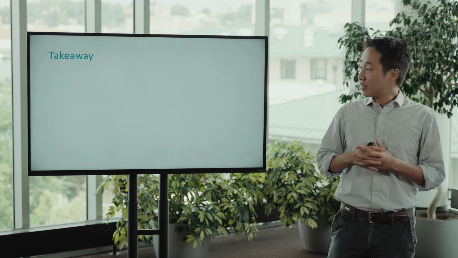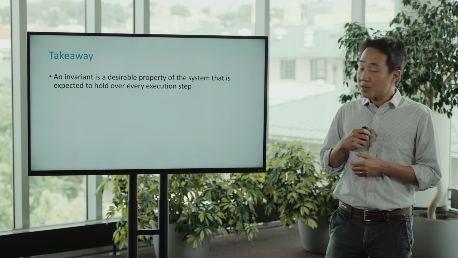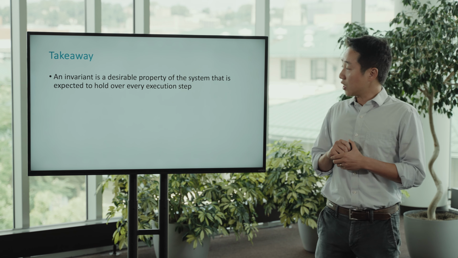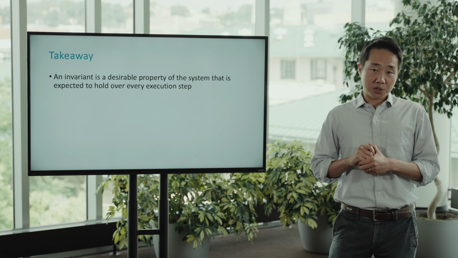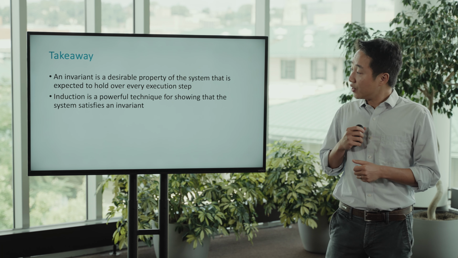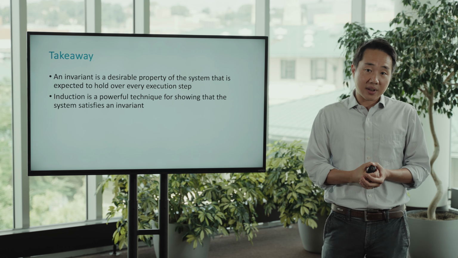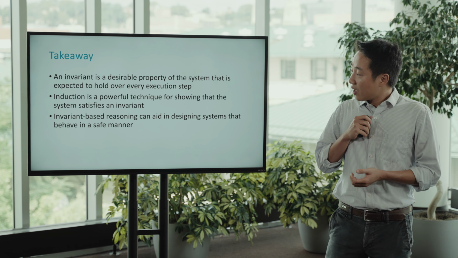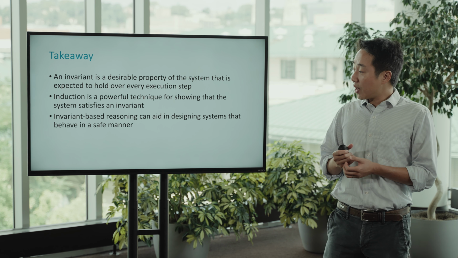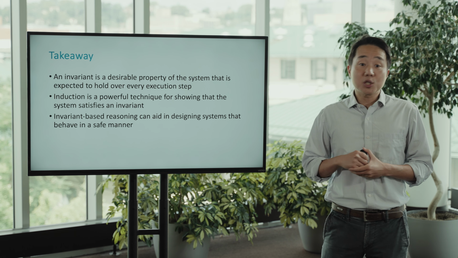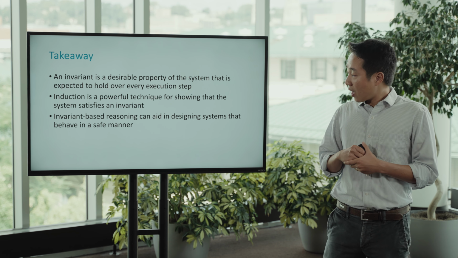So the takeaway from today's lesson is that first, an invariant is a desirable property of the system that is expected to hold over every execution step. Second, induction is a powerful technique that can be used to show that the system satisfies an invariant. And lastly, invariant-based reasoning can be used to show or design systems that must behave in a safe manner.